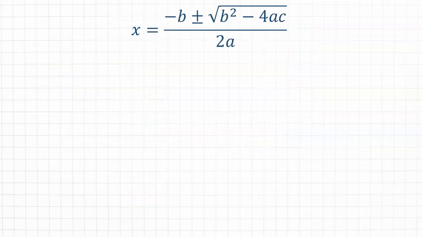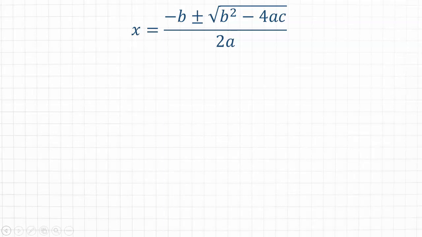Finally, let's look at how to solve quadratic equations using the quadratic formula. The formula states x equals minus b plus or minus the square root of b squared minus 4ac, all divided by 2a. You may be given this formula in the exam or may have to commit it to memory prior to the exam.